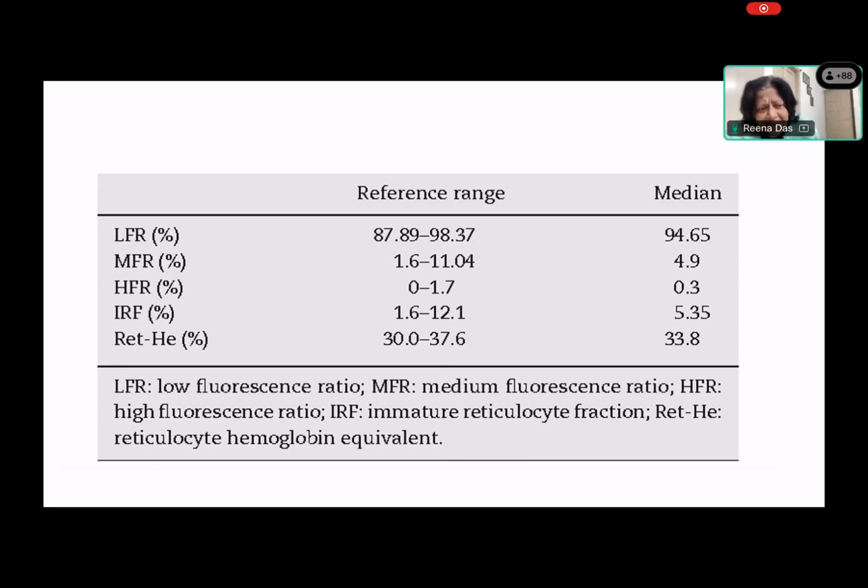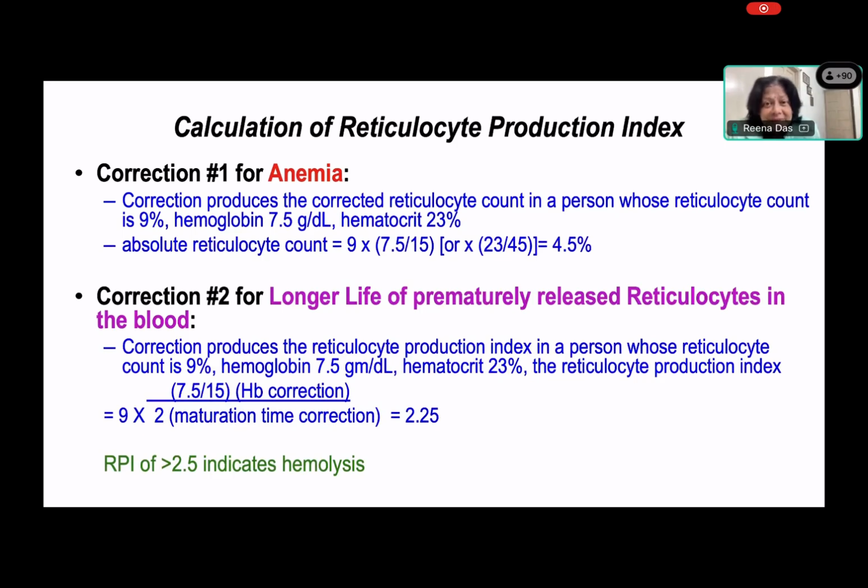Another parameter which is used sometimes, not for hemolytic anemias, is reticulocyte hemoglobin, which is also seen sometimes with anemia of chronic disorders. There's another term which is used, known as the reticulocyte production index. And here we have to correct for the degree of anemia.